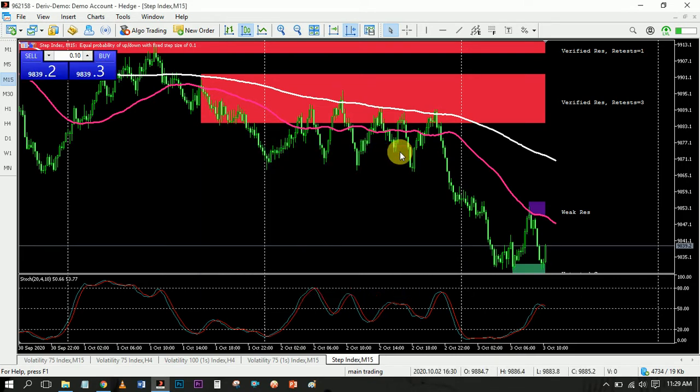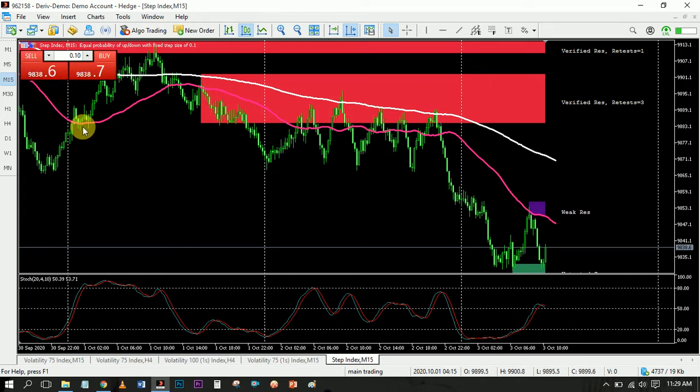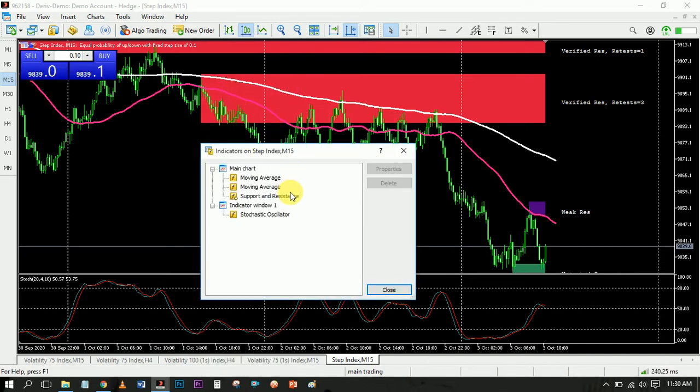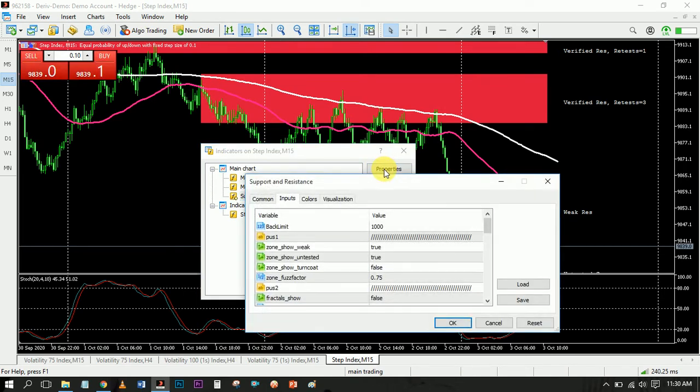Now how do we use this? You can use this on any time frame that you prefer. For this tutorial we'll be using it on a 15 minutes time frame, and when you apply this to your charts, it automatically creates the support and resistance for you without any hassle.